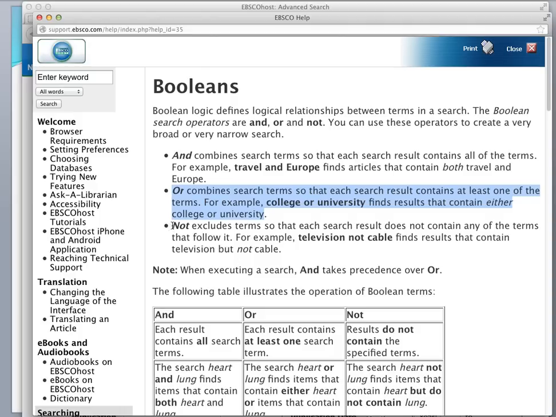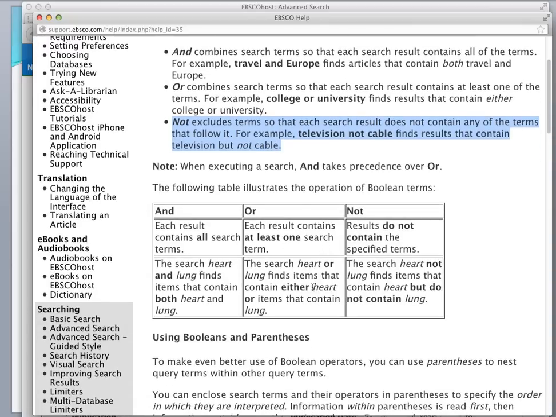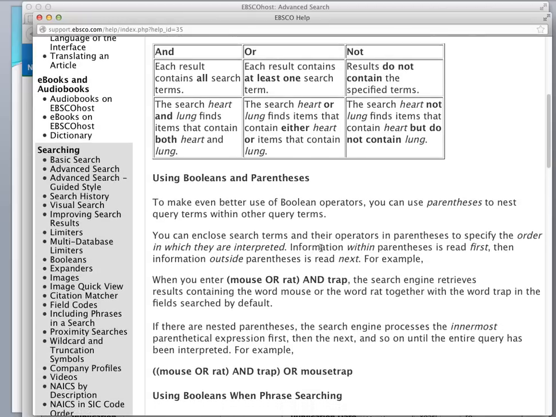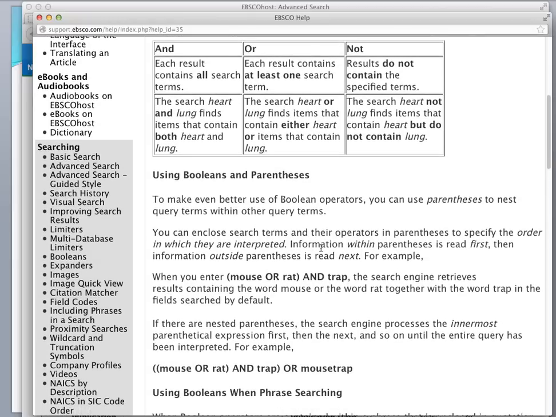And finally, the NOT operator excludes terms so that each search result does not contain any of the terms that follow it. For example, television NOT cable finds results that contain television but not cable. And here we have a table that illustrates how to use Boolean operators. This is very important too, and this is the syntax that I was mentioning before in the PowerPoint.